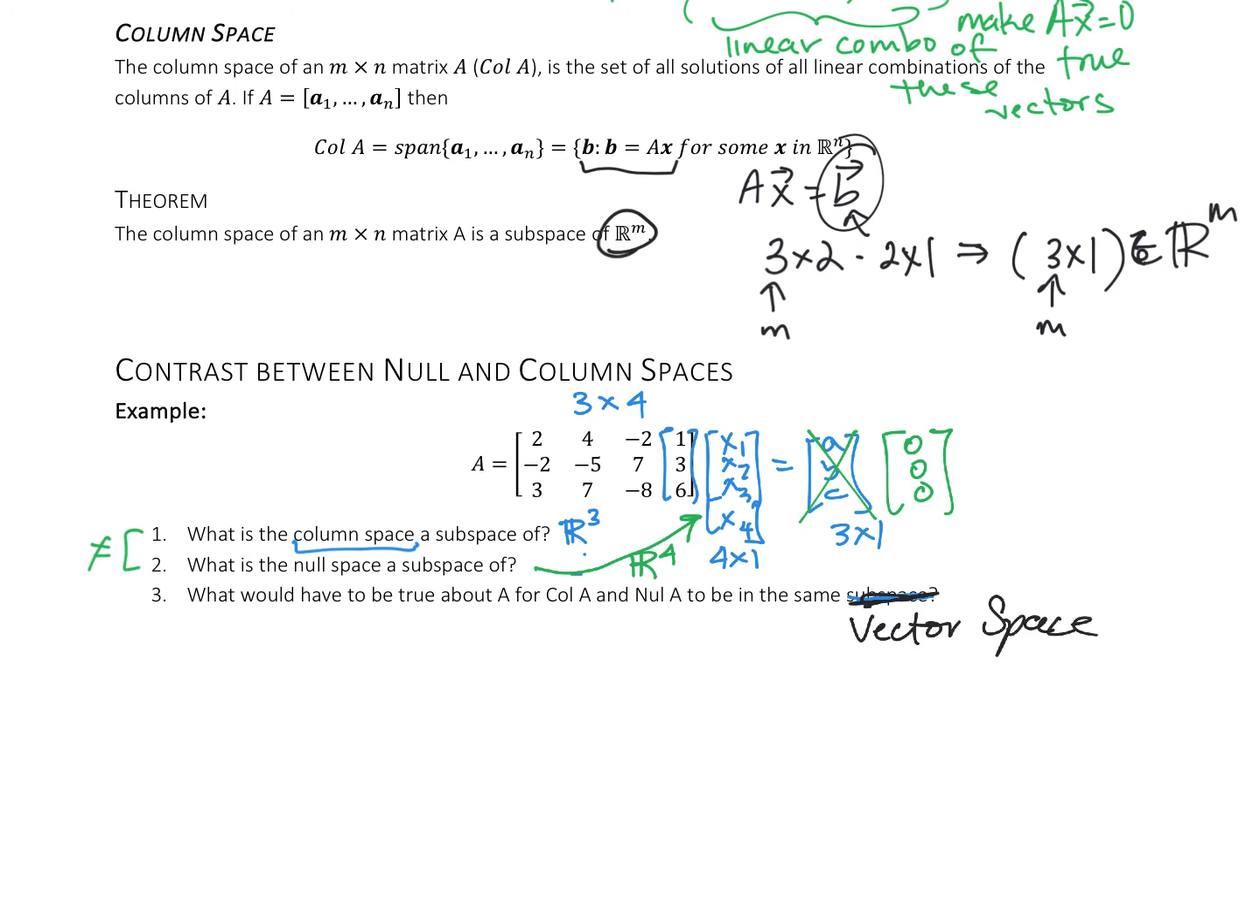So what would have to be true for A in order for the column space and the null space to be in the same vector space? I'm not saying they're the same subspace. I'm saying they'd be in the same vector space if A is a square matrix.